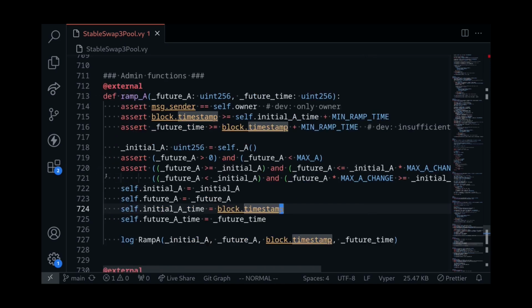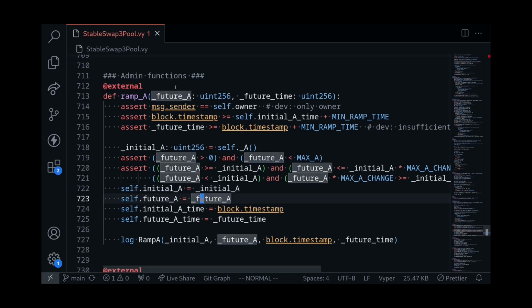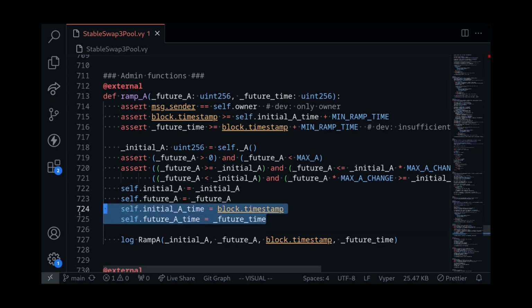After all these checks pass, it sets initial A to the current A, future A to the future A from the input, and sets the timestamps. So that's the function ramp A.